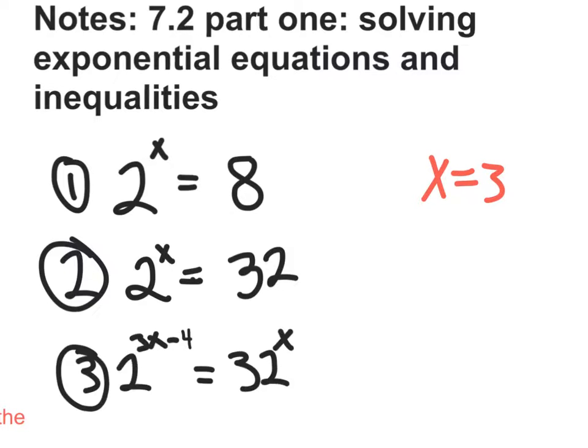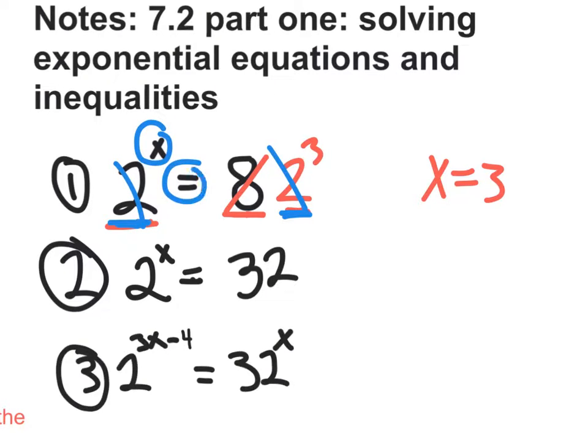But what I recommend you to do is to look at this base and see if you could change this base to be the same exact base. So 8 could be rewritten as 2 to the third power. And now that you have the same base right here, 2, and the same base right here, 2, technically you could ignore the 2's or cancel them out, and you end up with your new equation, x equals 3. And that's how we get x equals 3.